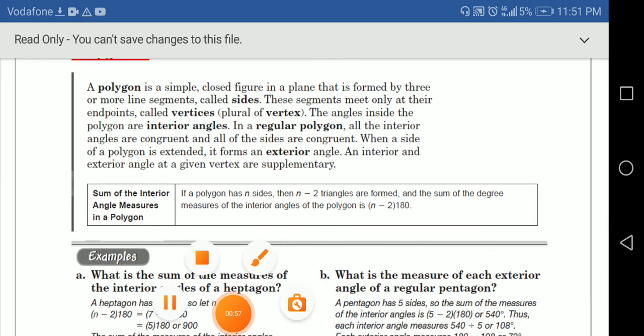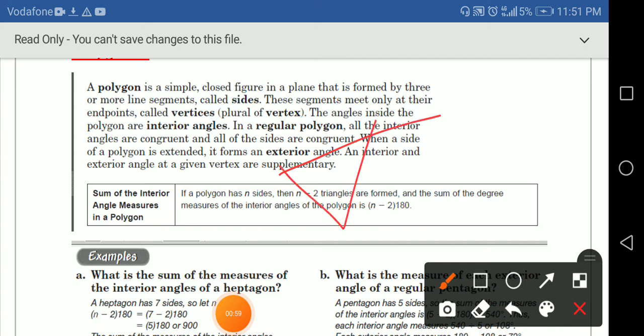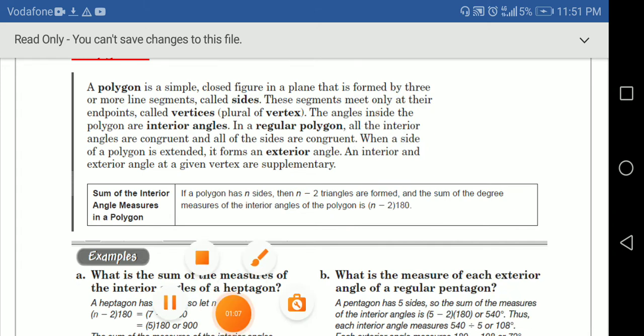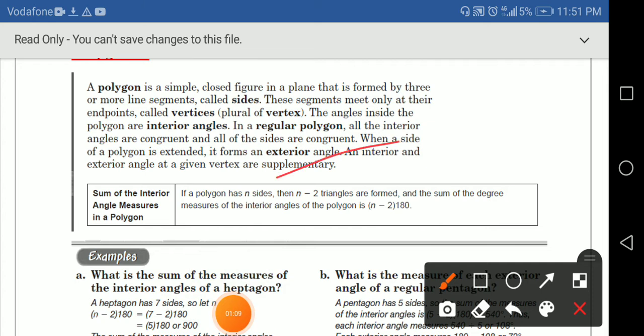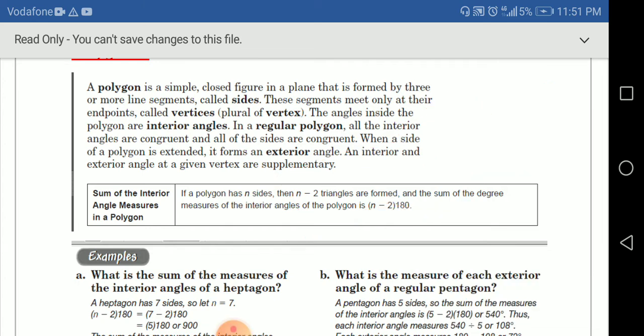So if we have this figure, for example, this is not a polygon, because the segments meet here too. And if I have this one, this is not a polygon either, because we have a curve here.